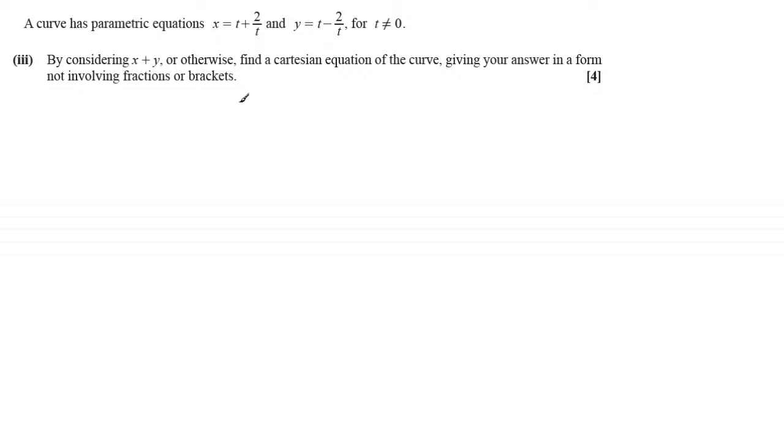This is obviously proving to be harder than I thought for several of you guys. No problem, but it's just a good exercise to do. You're trying to eliminate that t. Add the two equations.